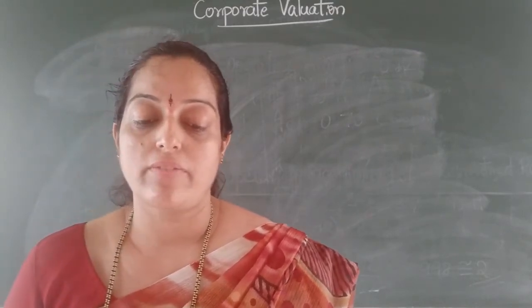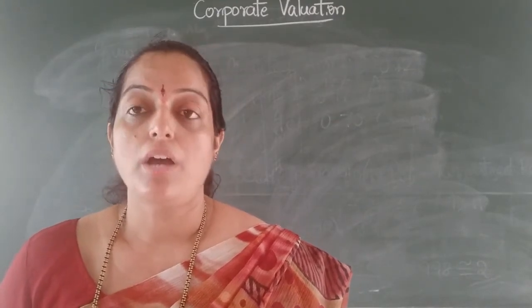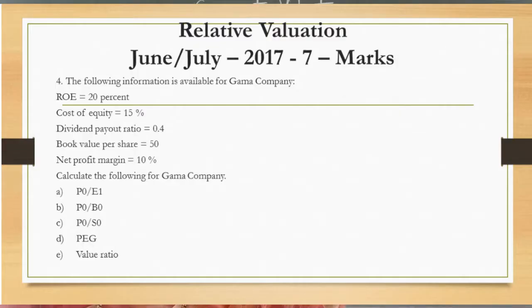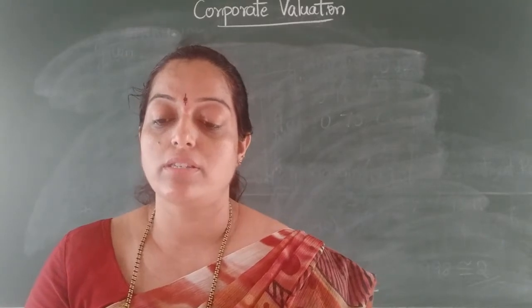The following information is available for Gamma company. ROE is 20%, cost of equity is 15%, dividend payout ratio, that is 1 minus B, is 0.4, book value per share is 50, net profit margin is 10%. Calculate the following for Gamma company: PE ratio, PB, that is price to book value ratio, PS, that is price to sales ratio, then PEG, that is PE to growth multiple, and value ratio. One by one we will calculate using this information.